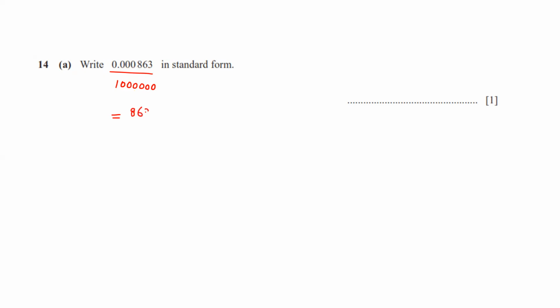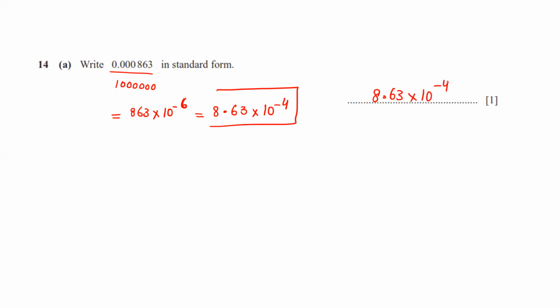it is 863 multiplied by 10 to power minus 6, and its standard form is this multiplied by 10 to power minus 4. This is how a standard form is written. There is one number on the left side of the decimal and the rest of the numbers on the right side of the decimal, followed by a 10 to power figure. So the answer is 8.63 into 10 to power minus 4.